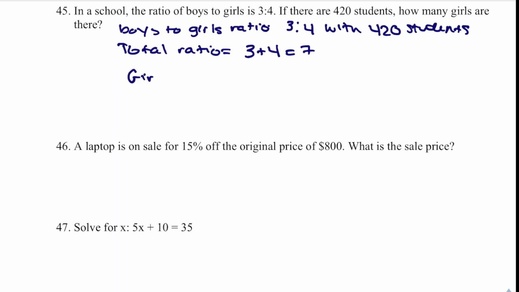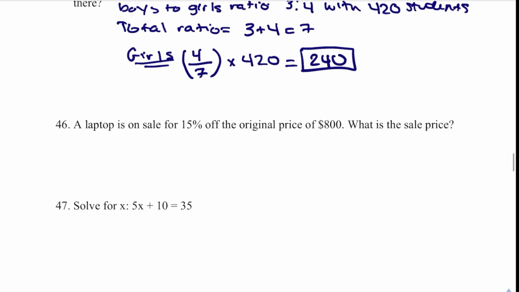So to figure out girls, we know that this is boys, this is girls, so to figure out girls, it's going to be 4 over the total, which is 7, times 420 students. And we're going to just plug this into our calculator and we'll get 240. That is the answer.